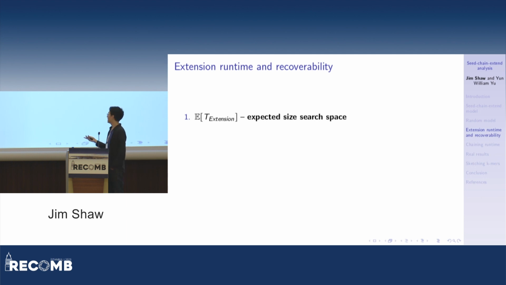And secondly, I want to talk about recoverability. This is a new metric we define, which is the fraction of the diagonal covered by the search space in the k-mers. Intuitively, what this means is, can our alignment hit the diagonal that I care about that comes from my mutation model?